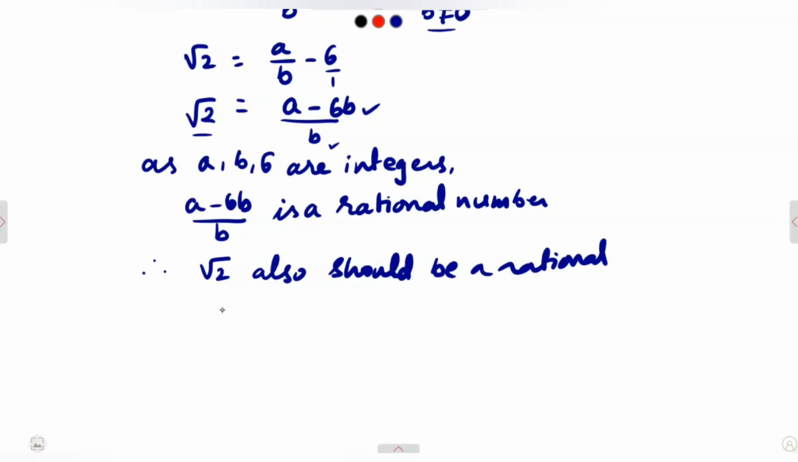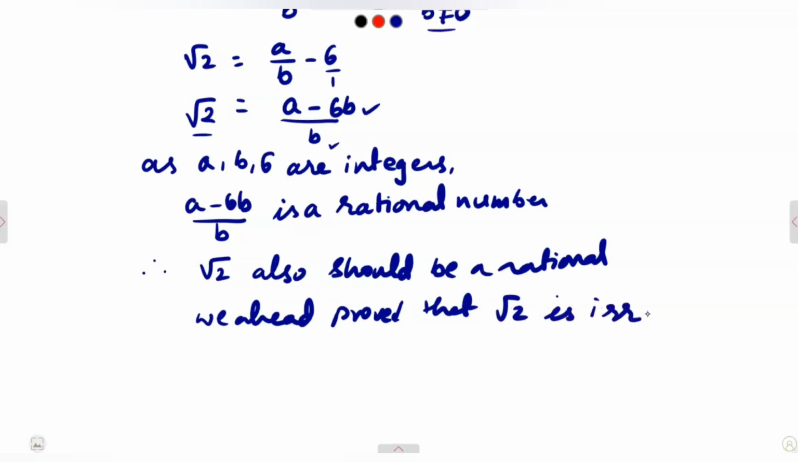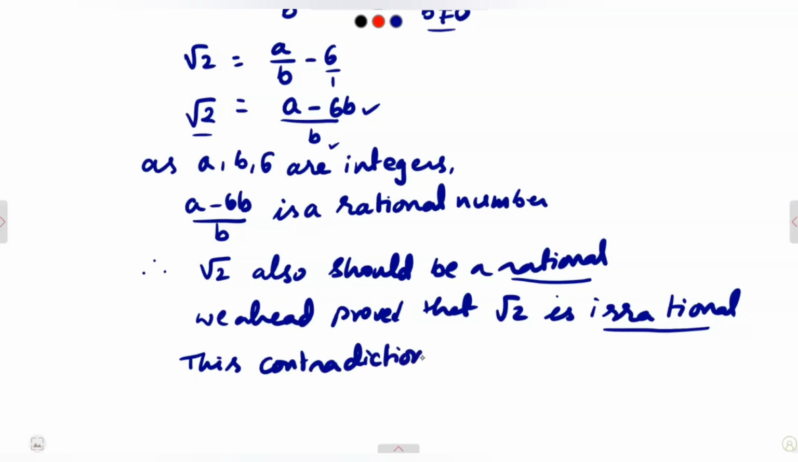There is a theorem also. We already proved that root 2 is an irrational number. But we got here a rational number, so the contradiction arised. So this contradiction arised due to our incorrect assumption.